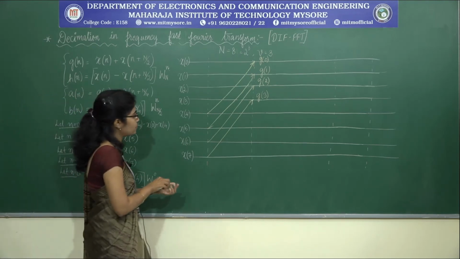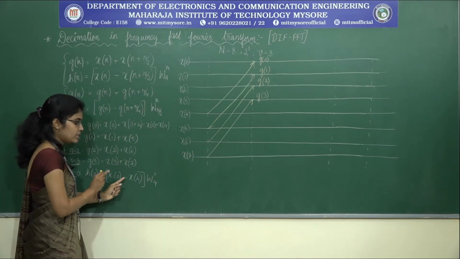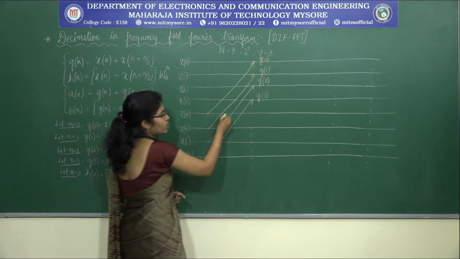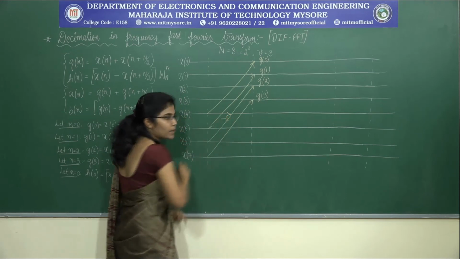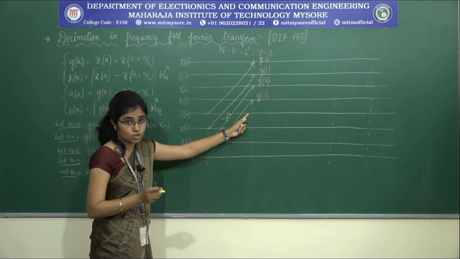So first what I need to do? I need to take x of 4, that should be subtracted. In order to subtract that, what I will do? I will multiply that with minus 1. So at this particular point, what is the data which we have? We have minus x of 4.